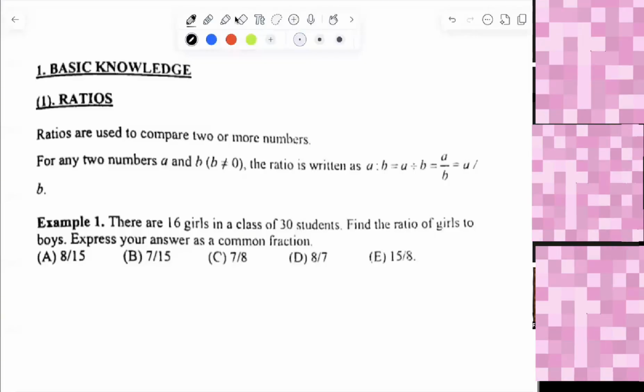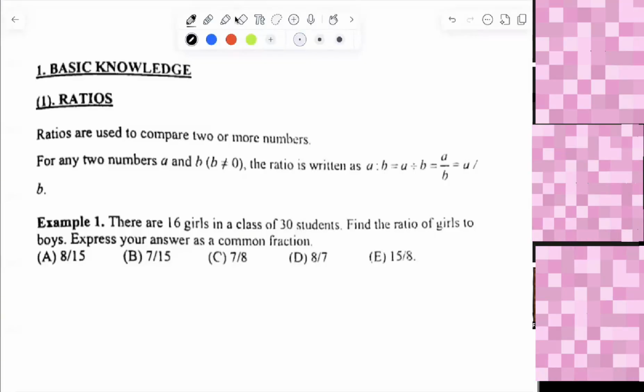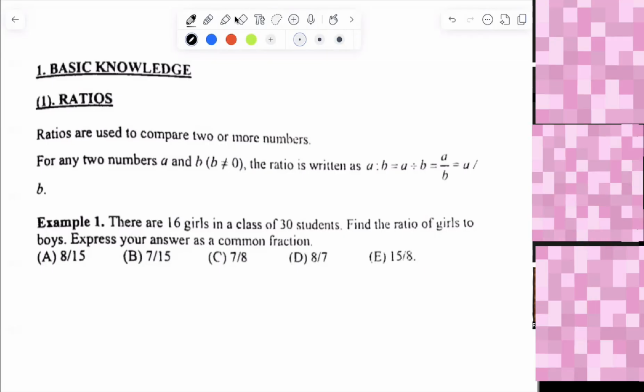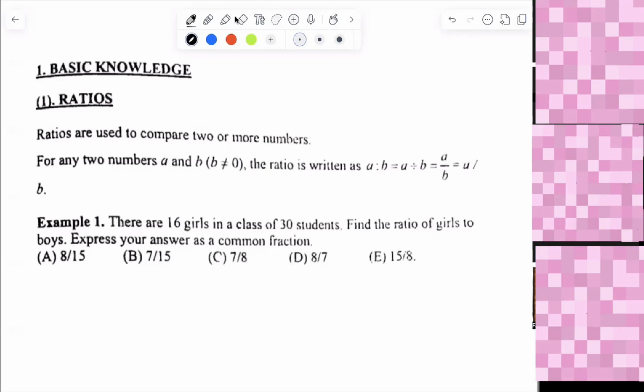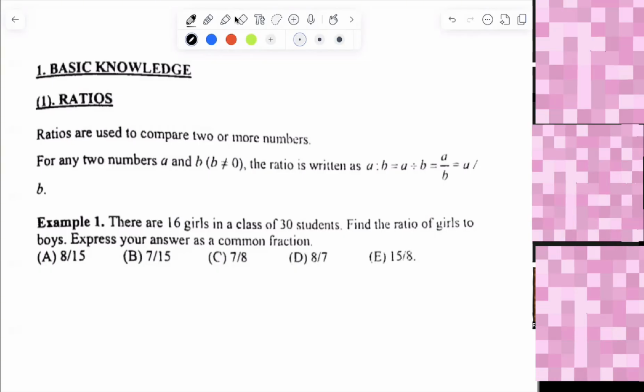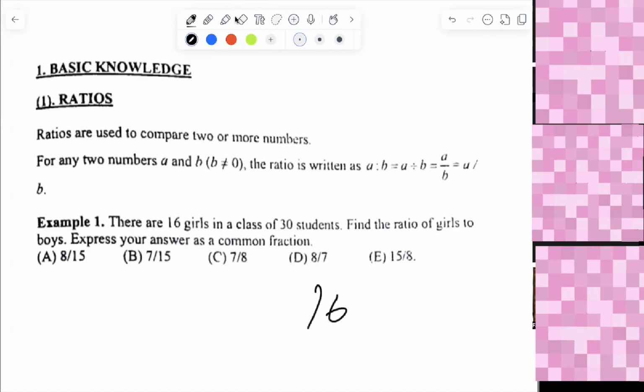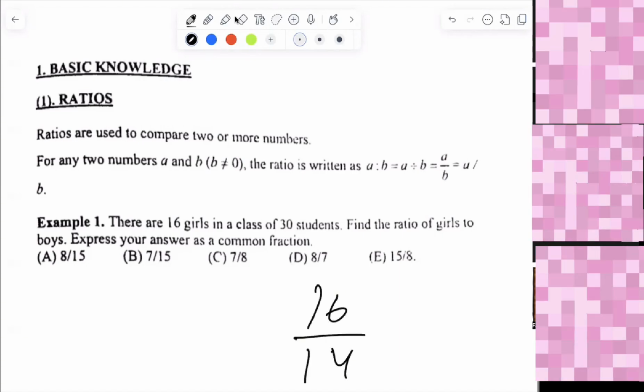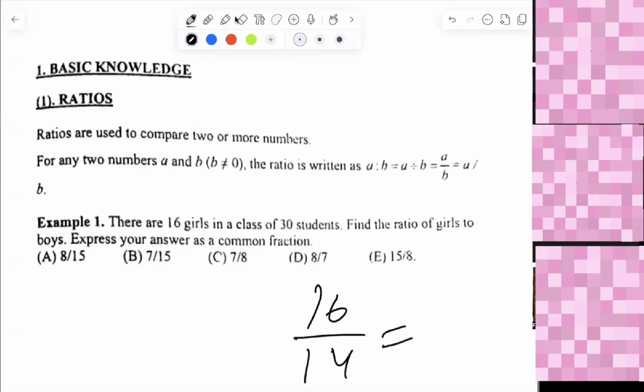All right, let's get started with this question now. Remember, it says girls to boys. So 16 girls in a class of 30 students. 30 minus 16 is just 14. So the boys' number is just 14, unless there are different genders, but we do not assume that. It's going to be 16 divided by 14, because that's the girls and boys. We're assuming that there are only girls and boys. That's going to be the case for every single problem, so don't overcomplicate it. That'll be 8 divided by 7.